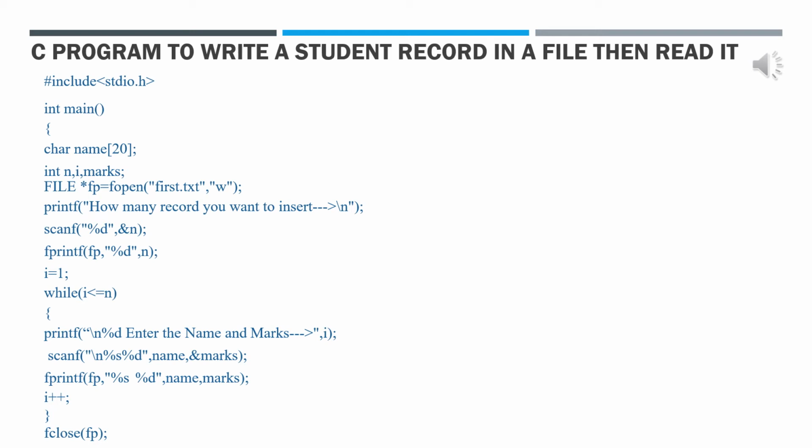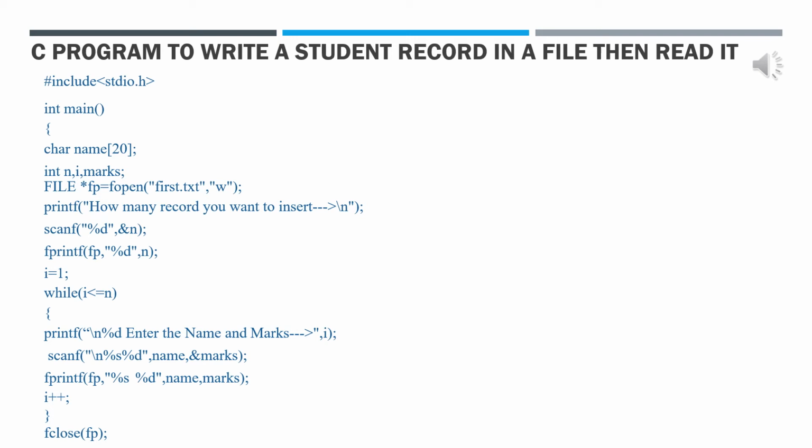So we have taken a character array called name. There are 3 integer variables n, i and marks. So we open a file, the name of the file is first, it's a text file, and we open it in the write mode. Then printf, how many records you want to insert. It's asking how many records we want to insert, and we scan that number as n. And we have printed that number in the file also, so fprintf %n.